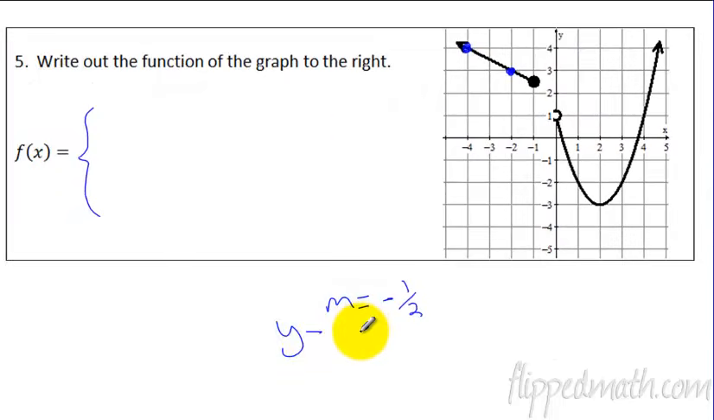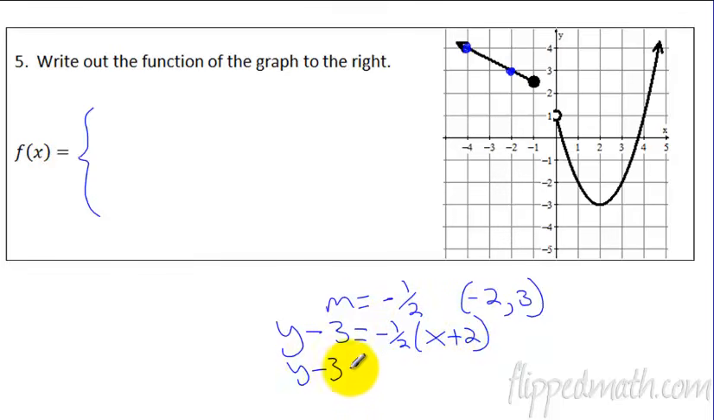So I'm going to plug in a point here, about this point, negative 2, 3. So I'm going to use a slope of negative 1/2 and a coordinate point of negative 2, 3, just to make sure that I get this line correct. So y minus 3 equals negative 1/2 times x plus 2. And then let's see here, y minus 3 equals negative 1/2 x minus 1, negative 1/2 x plus negative 1. Add the 3 and you get 2. So y equals negative 1/2 x plus 2. All right. So I'm going to write that down on this. Negative 1/2 x plus 2.